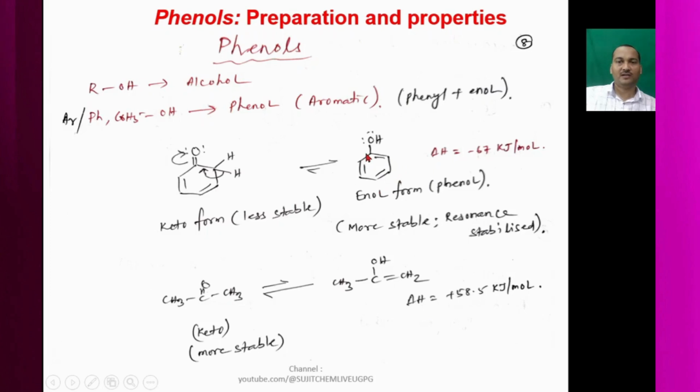This phenol is the enol form. Now it can tautomerize to give rise to a less stable form, that is the keto form. Here the phenol is more stable because it is resonance stabilized. Similarly in acetone, the keto form is more stable and when it tautomerizes, it gives rise to enol. Here the delta H for this reaction is plus 58.5 kilojoule per mole. So this enol form is less stable.